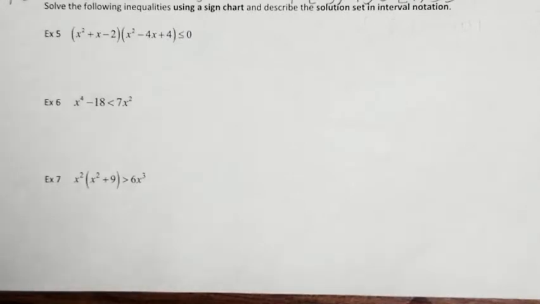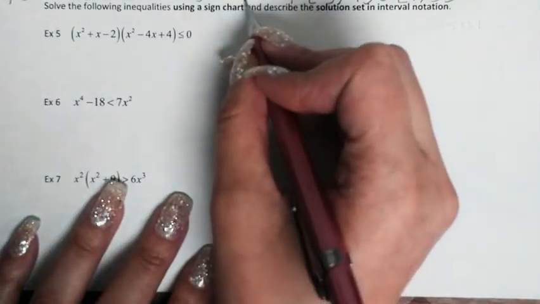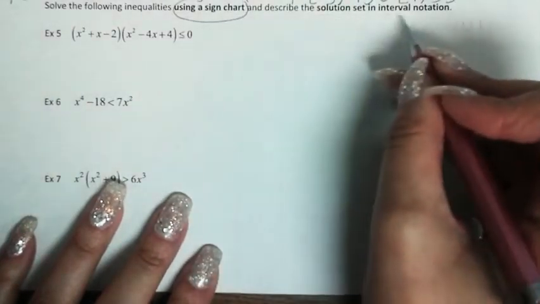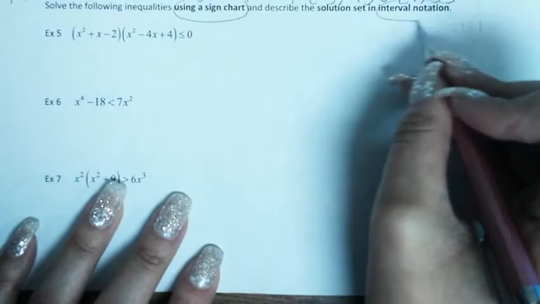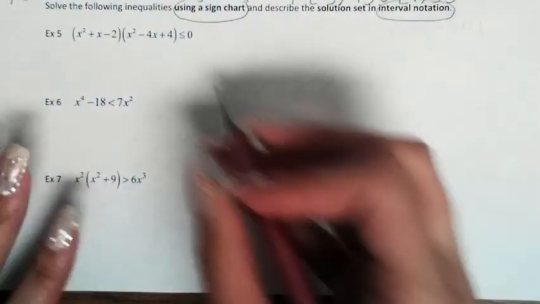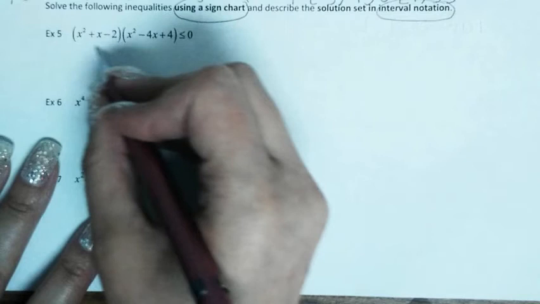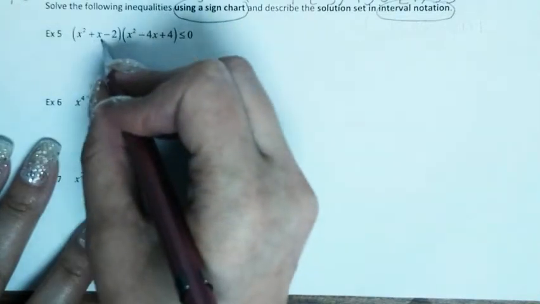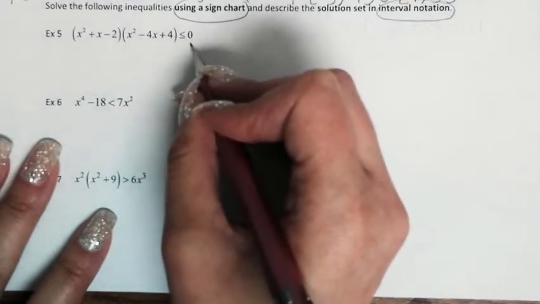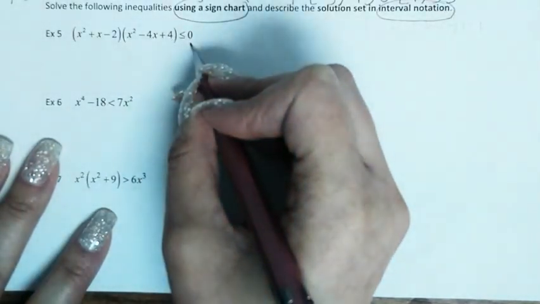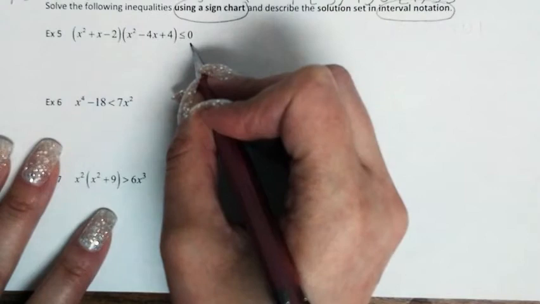Now for this part, we need to solve the following inequalities using a sign chart and describe the solution set in interval notation. So please note that here we need to use a sign chart. Thankfully we have interval notation that I know you like better. The first example that we have here is (x squared plus x minus 2)(x squared minus 4x plus 4) less or equal than 0. So what I'm going to do here is factor it even more.